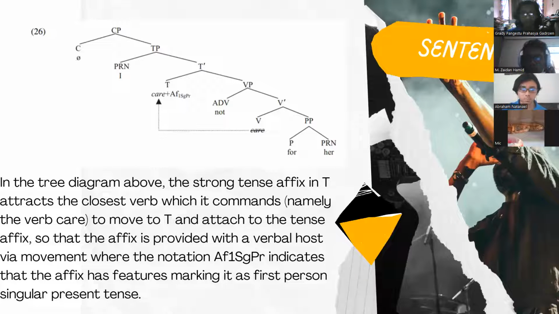Next slide, please. In the tree diagram above, we can see that the strong tense affix in T attracts the closest verb, which in this sentence is the verb care, to move to the T and attach to the tense affix, so that the affix is provided with a verbal host via movement, where the notation Af 1SgPr indicates that the affix has features making it first person singular present tense.